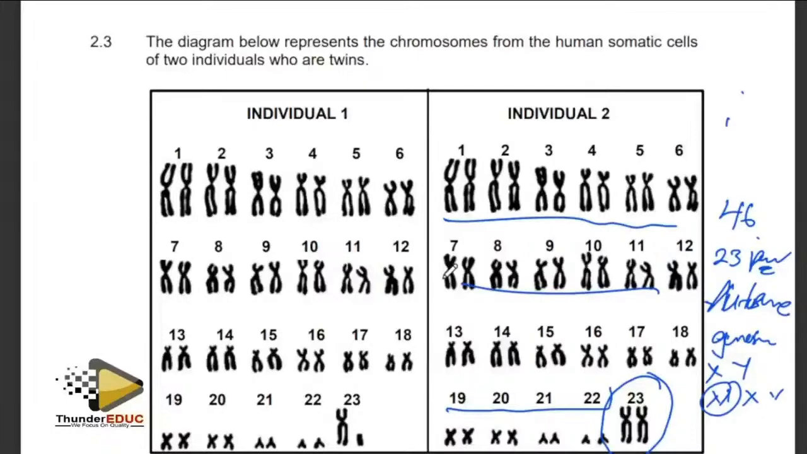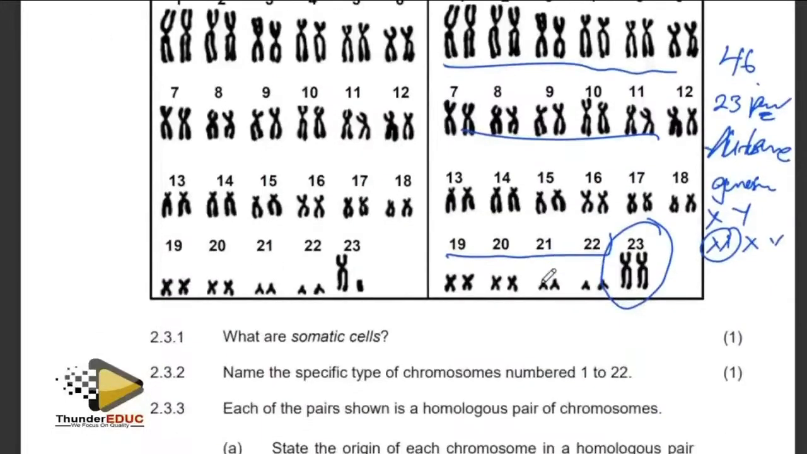Now, let's go to another question on the karyotype, just in case, because I was describing the 6-mark question, but they can bring a few other questions here. What are somatic cells? Somatic cells are body cells. Name the specific type of chromosome number 1 to 22. I said they are autosomes.